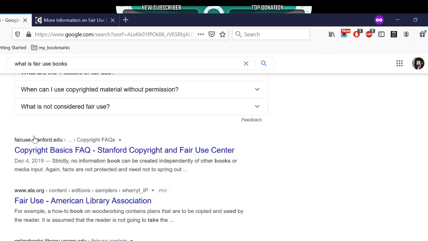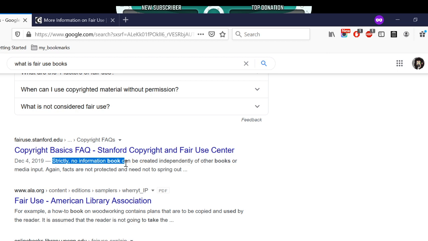fairuse.stanford.edu. I understand that Stanford is a university, and they probably have a bunch of law professors and everything who are working on getting this information out. So I think this would be a good place to look just based on that. Now, what is the actual link? Copyright Basics FAQ. Stanford Copyright and Fair Use Center. Oh, they have a whole center.